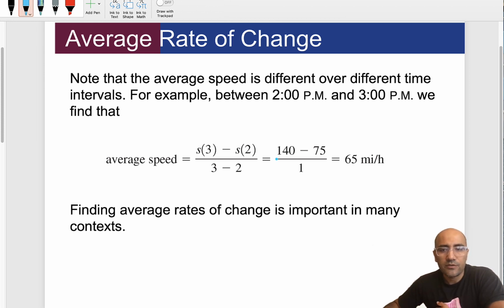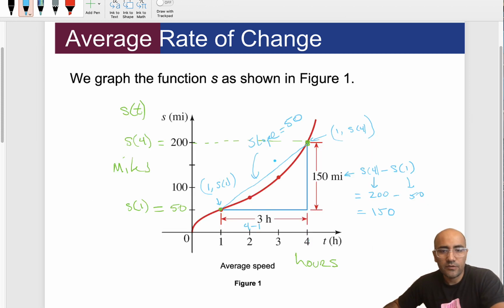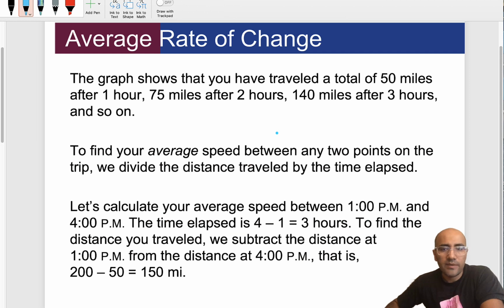Note that the average speed is different over different time intervals. So, for example, let's look at between 2 and 3 p.m. At 2 o'clock we have 75, I think they said. It's kind of hard to tell from the graph here, so it looks about 75. Between 2 and 3, again, it's kind of hard to tell exactly. We lose a little bit of precision when we're reading just from the graph. But they did tell us here: 75 miles after 2 hours, 140 miles after 3 hours.